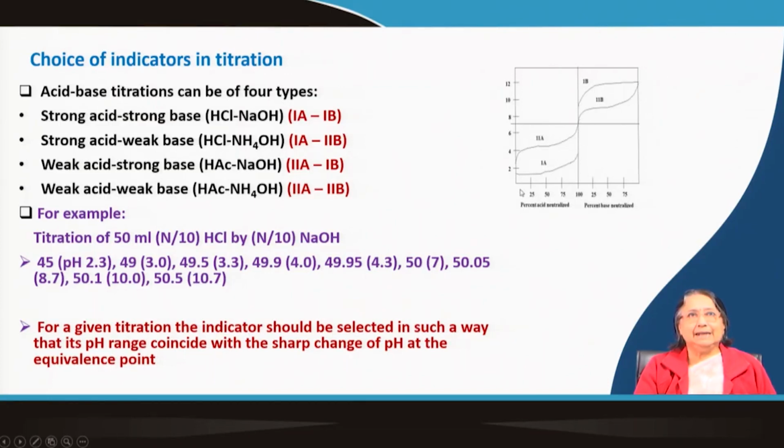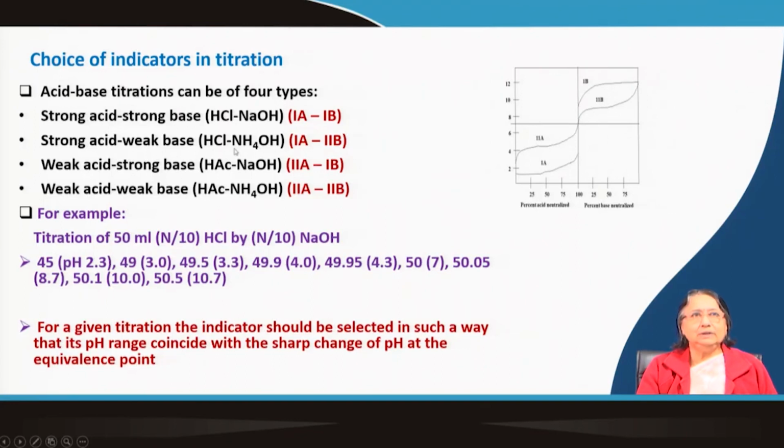So, in this case where you are titrating a strong acid with a strong base, then you can choose any indicator, all indicators will fall in this range, okay. It is a huge range, right. So, you can choose any indicator, okay. But in case of this type of titration, strong acid versus weak base, then this is the curve, 1A and 2B. So, the range is here only. So, you can choose some indicator where the pH range will fall in this range.